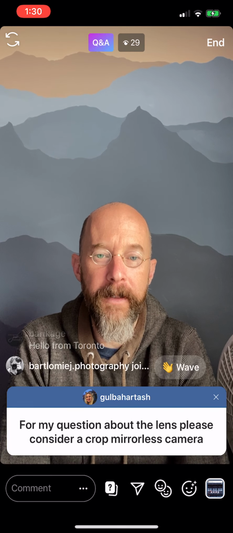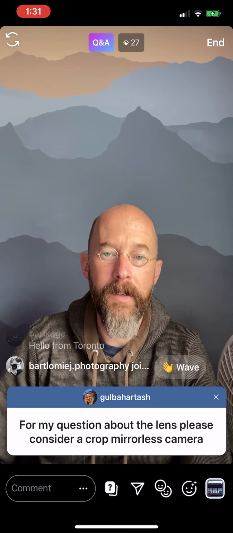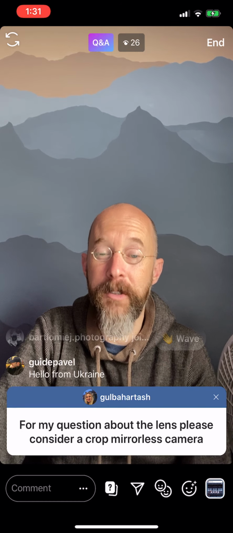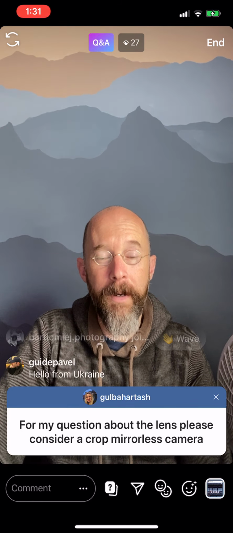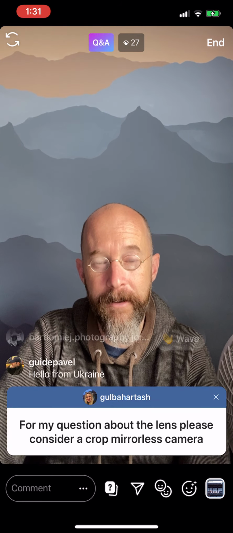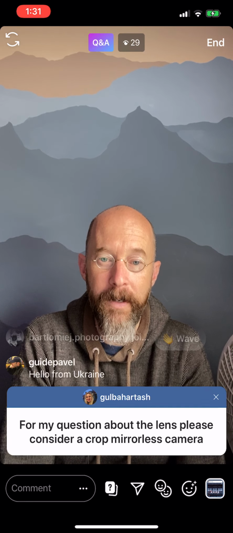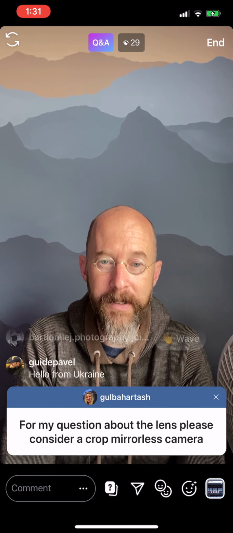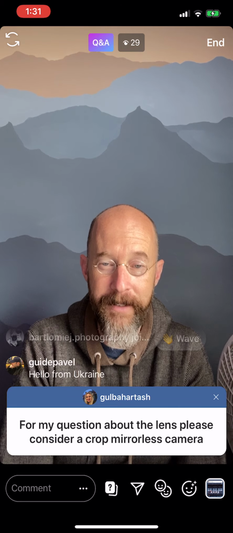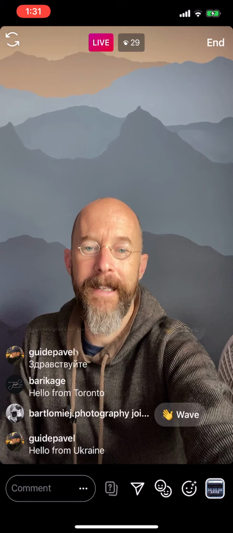For my question about the lens, please consider a crop mirrorless camera. Yes, good. So you're looking for that 23 millimeter. Sometimes some companies have it at 22 millimeter or 24. But if you think about it, what is 23 times 1.5? It's roughly 35 millimeter. That's how you figure it out, because with APS-C size cameras, or what we call a crop sensor, you usually multiply the number by 1.5 to get the full frame equivalent number. Okay, thank you for that clarity.